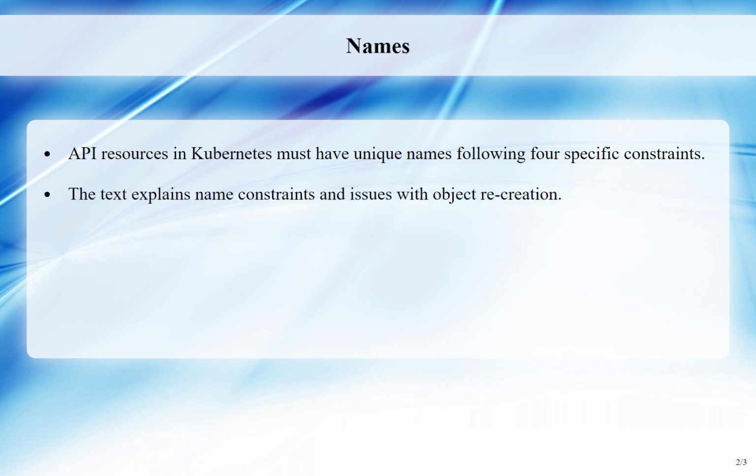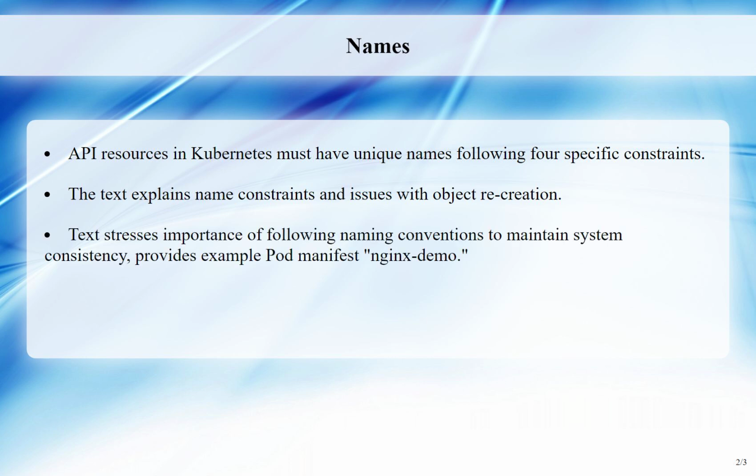The text details the specific character limits and allowed characters for each type of name constraint. It also mentions the potential issues that can arise when recreating objects with the same name without properly deleting and recreating them. Additionally, the text emphasizes the importance of following these naming conventions to avoid inconsistencies in the system.